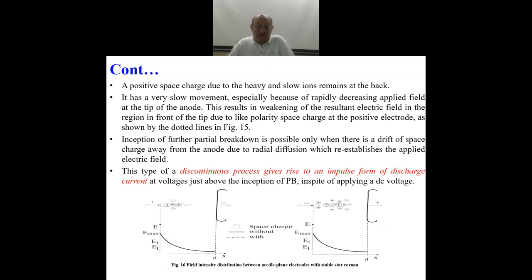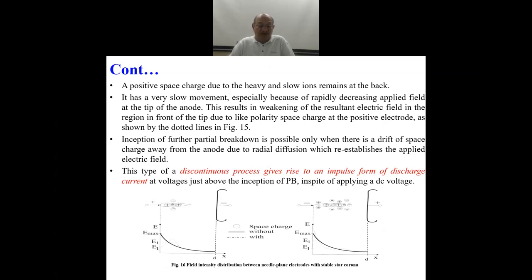Inception of further partial breakdown is possible only when there is a drift of a space charge away from the anode. That means the positive space charge has a tendency to disperse, diffuse and take space in the dielectric due to radial diffusion, which reestablishes the applied electric field because the potential is continuously being applied. So there is a kind of movement of charge and a variation in the activity of the field, and that is how this is a variable process.